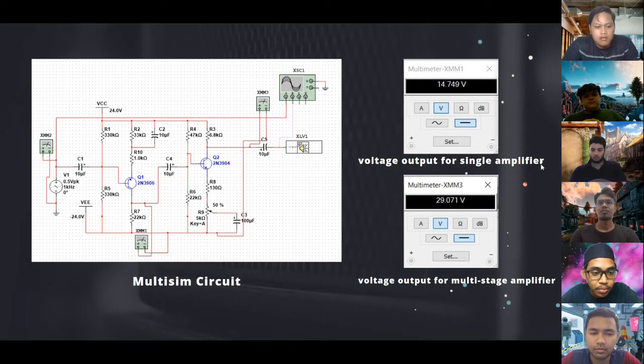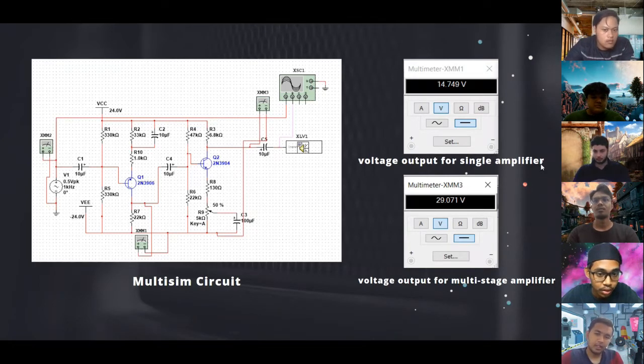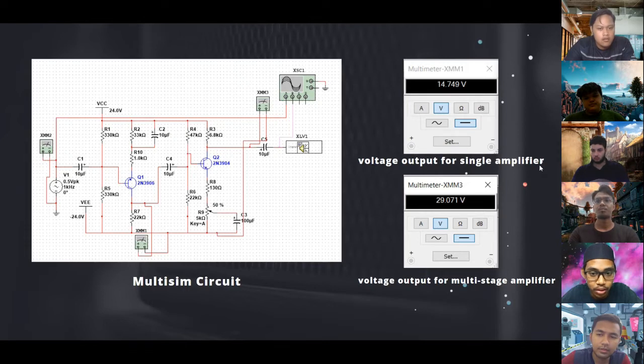Okay, this one is a Multisim circuit for our project. We use PNP transistor for Q1, and for Q2 we use NPN transistor. And for the output, we get 14.749 volt for voltage output of single amplifier, and we get 29.071 volt for voltage output of multi-stage amplifier.